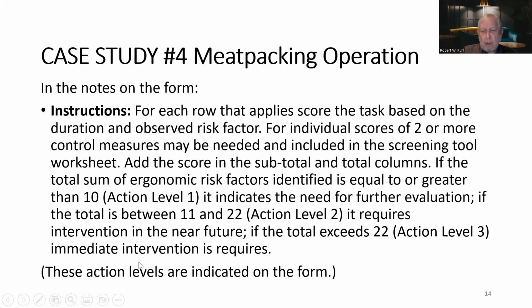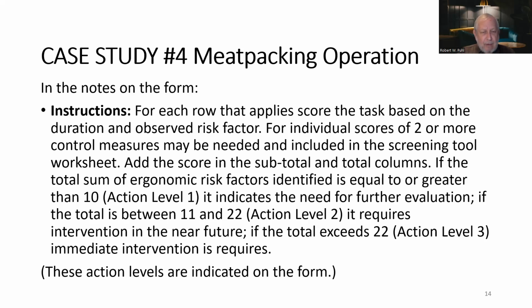And then there's an instruction also on the form. It says instructions. Good title for instructions, isn't it? For each row that applies, score the task based on the duration and observed risk factor. For individual scores of 2 or more, control measures may be needed and included in the screening tool worksheet. Add the score in the subtotal and total columns.